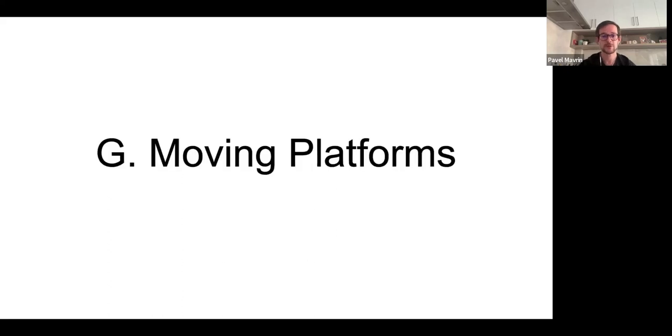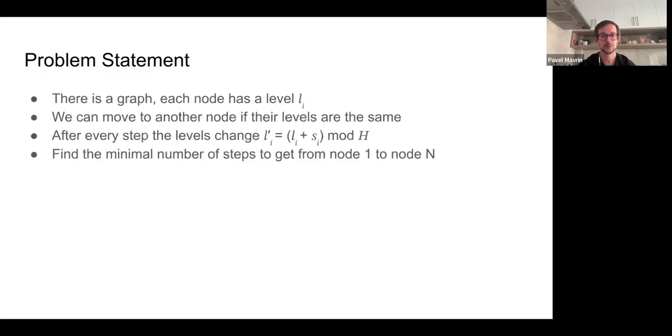Problem G. Problem G was called moving platforms. So what do we have in this problem? We have basically a graph. We have some platforms and some passages between these platforms, and these platforms are moving. We can only move from one platform to another if they have the same level. Each platform has some level assigned, just a number. And we can only move from one platform to another if they have the same level.